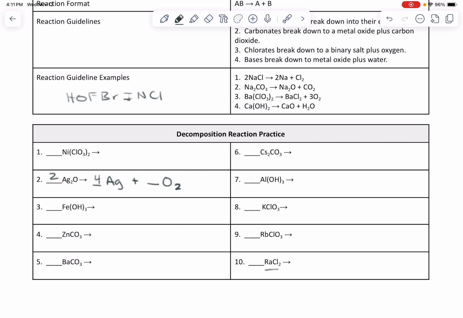We have a radium chloride here. This is going to break down into its parts. And so we are going to end up with radium. Radium can stand alone, so just there by itself. And chlorine, which cannot stand alone, so we'll say Cl2. This one is also balanced from the get-go. All right, that is most certainly the easiest rule.